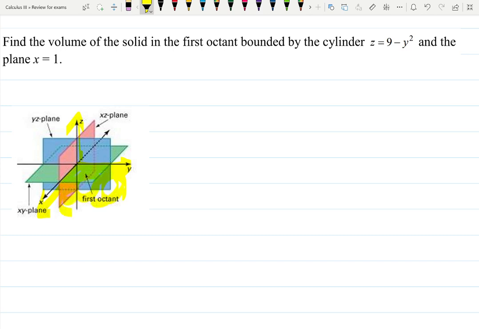So it's this part if you have this kind of version of the 3D coordinates, because sometimes people actually put z over here. Doesn't matter. You need to remember that x, y, and z are positive or zeros. That's what first octant means. Then we also have a cylinder, which gives you the equation z equals 9 minus y squared.